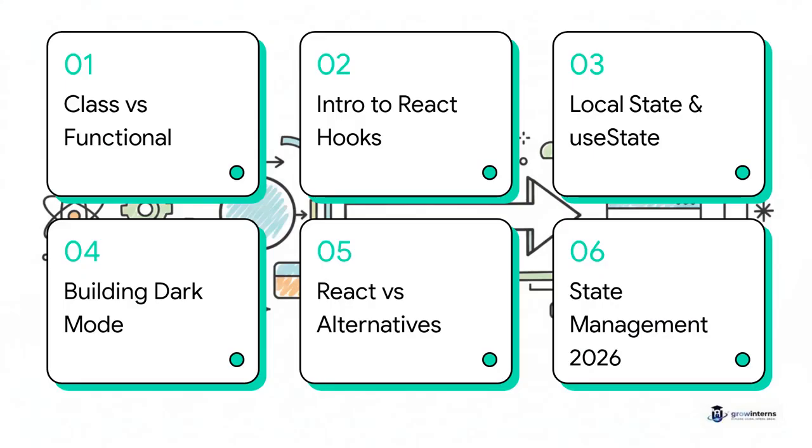So here's our roadmap for today's explainer. We'll be looking at the shift from classes to functional components, introducing React hooks, diving into local state with useState, building a dark mode toggle, comparing React to its alternatives, and finally wrapping up with state management in 2026. All right, let's get into it.